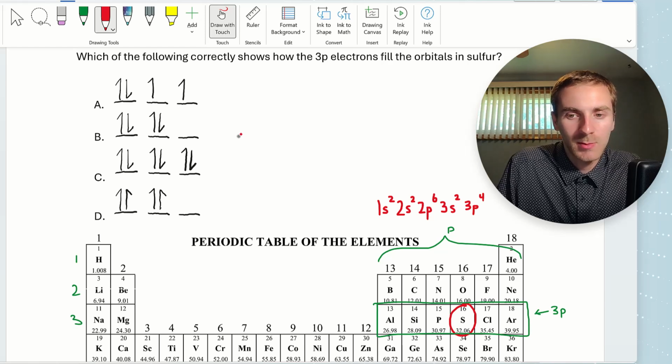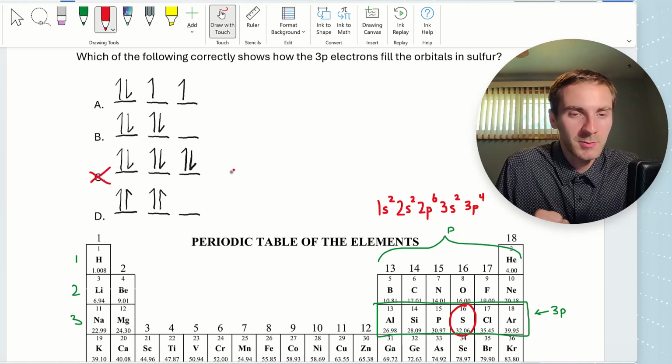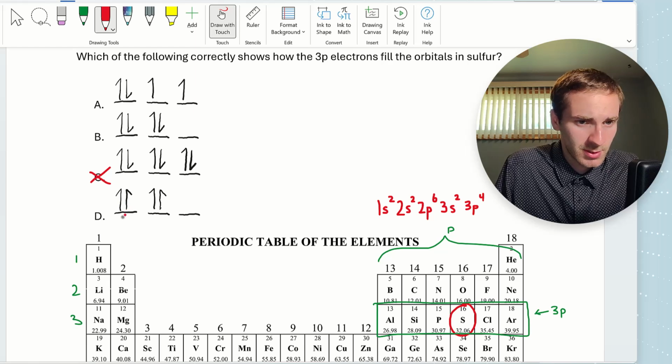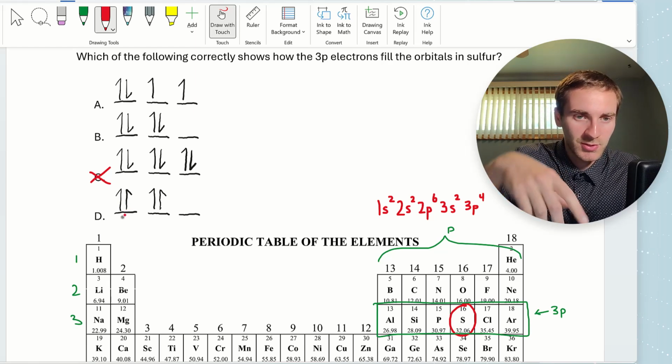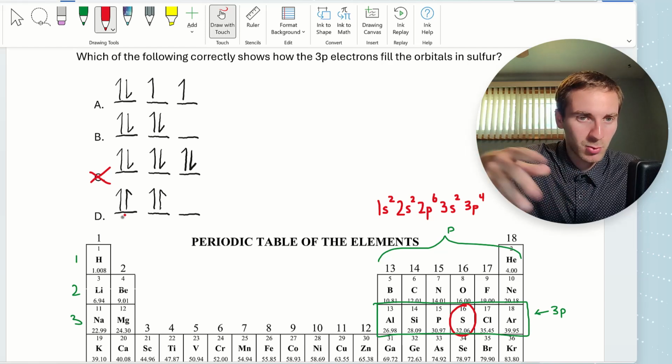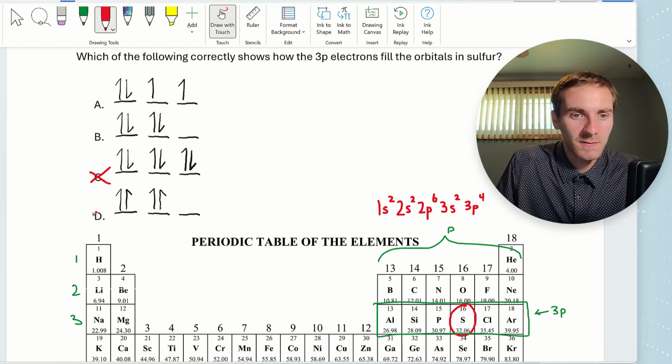We're in the 3p sublevel. So we can rule out C, because the arrows in this notation of orbital diagrams represent the electrons. C represents 6 electrons in the 3p. Sulfur only has 4 in the 3p, so we can rule that one out. We're also going to rule out D because when 2 electrons are in the same orbital, they have to have opposite spins, which we represent by one pointing up, one pointing down. D does not follow that. So it's not D either.